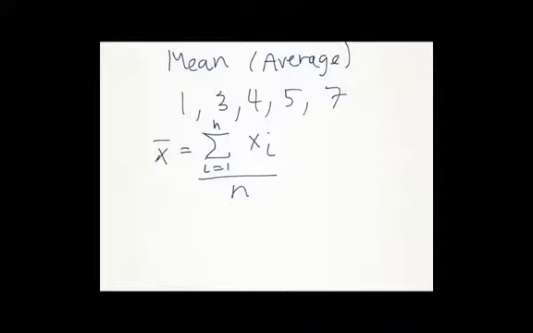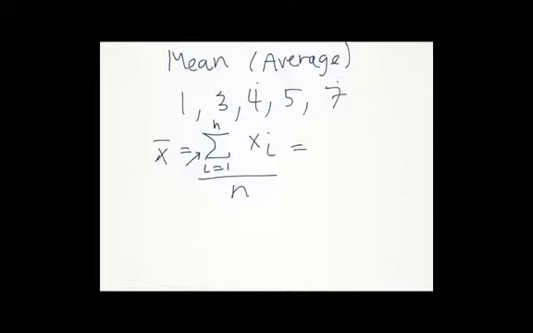Now, don't get intimidated by the notation. This is just a fancy way of writing something very simple. This big sigma, the Greek letter sigma, just means add. And this is saying from 1 to n. n is the total number of numbers we have. Here it's 5: 1, 2, 3, 4, 5. So it's saying add them up and then divide by the number there are.